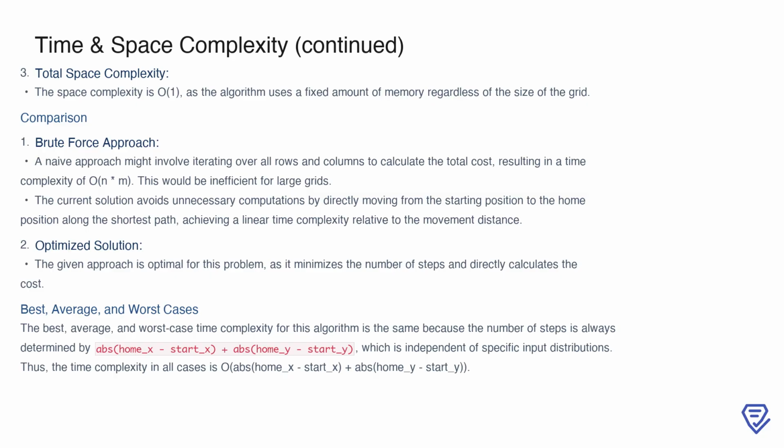Finally, when considering the best, average, and worst cases, the time complexity remains consistent. The number of steps the robot takes is always determined by abs(home_x - start_x) + abs(home_y - start_y), which doesn't depend on the specific input distribution. This means the time complexity in all cases is uniformly O(abs(home_x - start_x) + abs(home_y - start_y)).